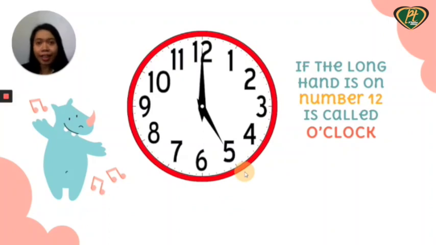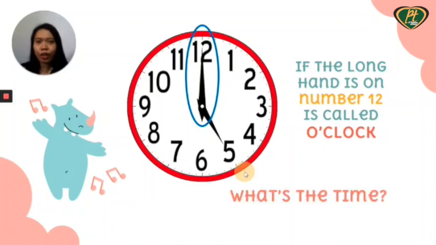If the long hand is on number 12, it is called o'clock. Again, I repeat, if the long hand is on number 12, it is called o'clock. Jadi, kalau jarum yang panjang, tangan yang panjang berada di angka 12, kita menyebutnya sebagai o'clock. 1 o'clock, 2 o'clock, 3 o'clock, 4 o'clock, 5 o'clock, up to 12 o'clock. Jam 1 tepat, jam 2 tepat, jam 3 tepat, sampai jam 12 tepat.